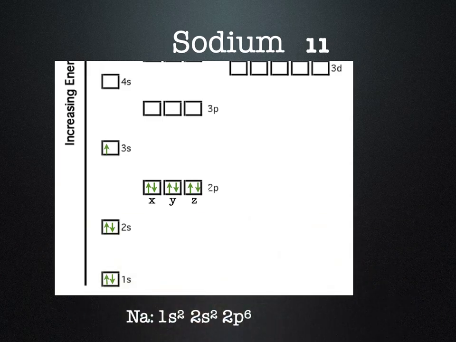Then we go to the 2p. We don't worry about in an electron configuration designating x, y, and z. We just say 2p6. 6 electrons in the 2p orbital. And then the last one is 1 electron in 3s, and so that is 3s1. So that is your electron configuration for sodium. You always want to go back and check these numbers, right? So we have 2, 2, 6, and 1 is 11. So that accounts for the 11 electrons.